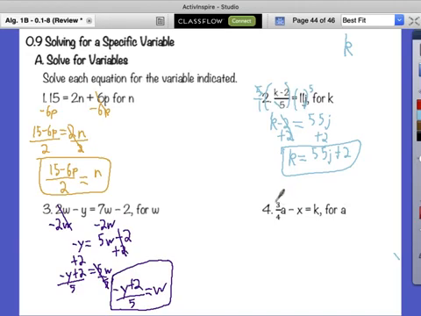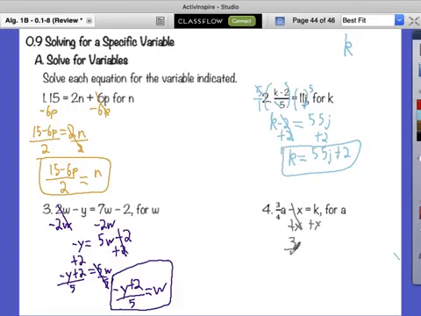It's being multiplied by a fraction, and what else? Subtracted. What do we take care of first? 3/4 A minus X equals K, so we add X to both sides. Very good, Tucker. We'll do SADMAP. We'll add X to both sides. Negative X plus X is 0.